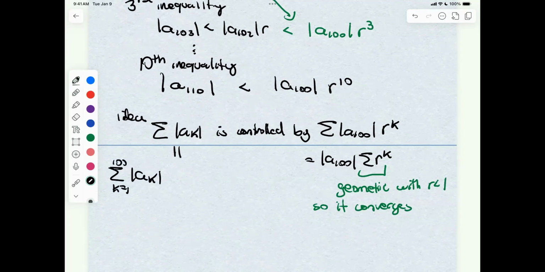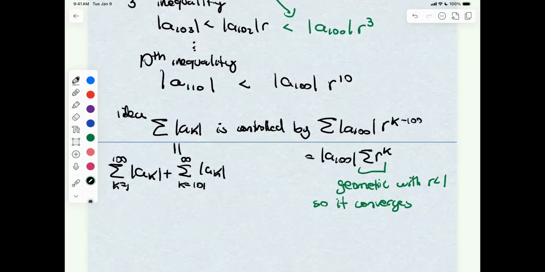For example, plus the terms from 101 to infinity. I guess I should have subtracted 100 from here. What I'm saying is that each of these terms starting at 101 is smaller than A of 100 times some power of R. So these are just finite. You don't care what this number was.